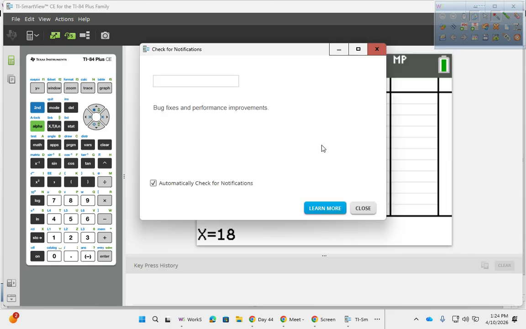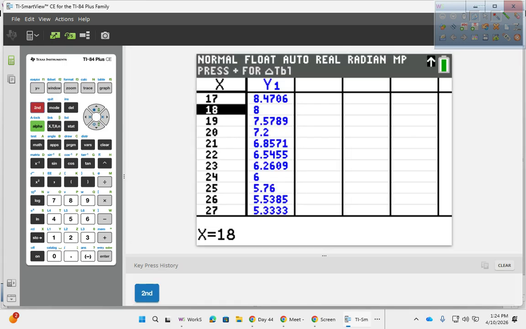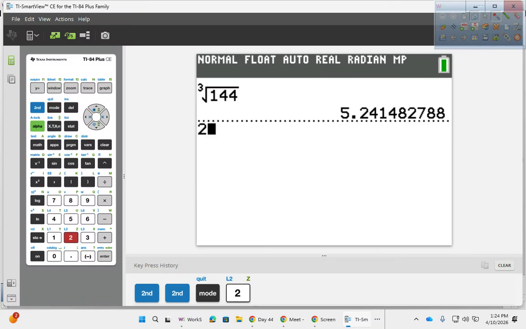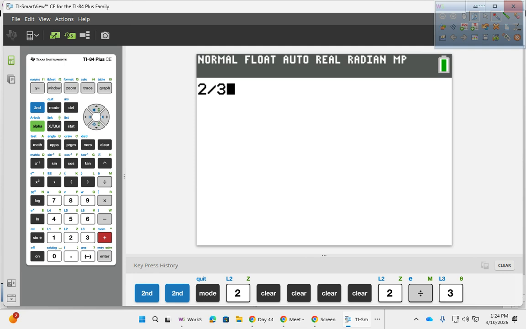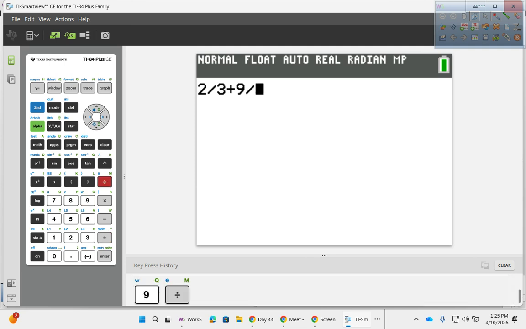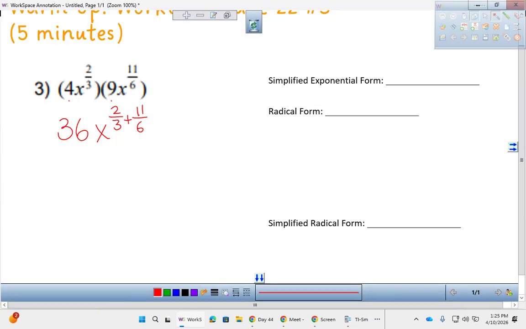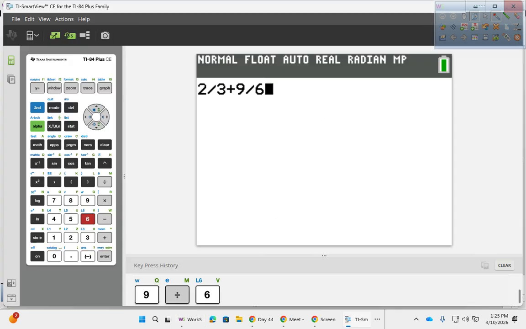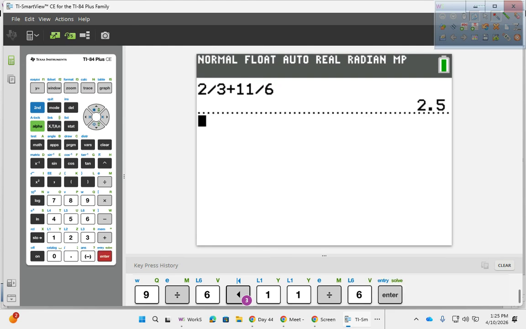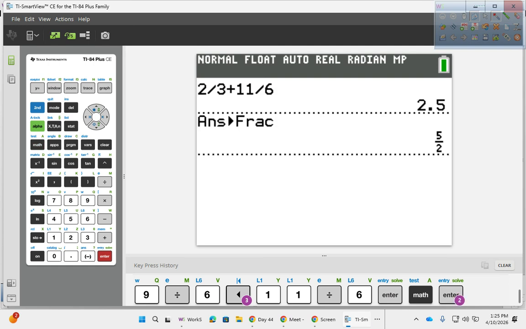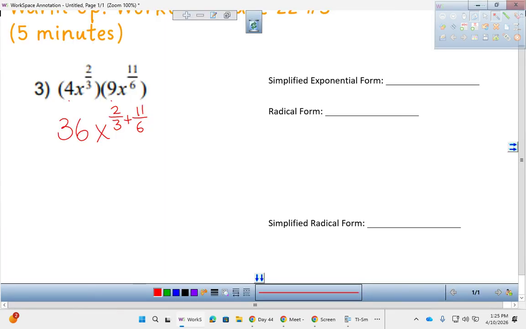All right, so to do this math in the calculator, you're going to just do 2 divided by 3 plus, what was the other denominator? 6? So 2 divided by 3, plus 11 divided by 6. All right? And if you get a decimal when you do that addition, you want to math enter that. So we've got 5/2. So this all becomes in exponential form, 36x to the 5/2.